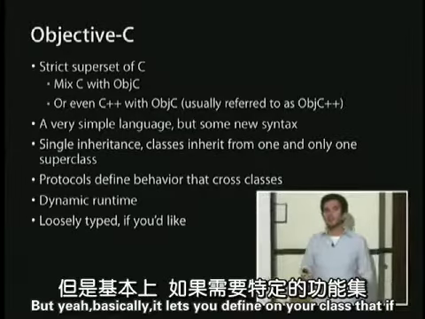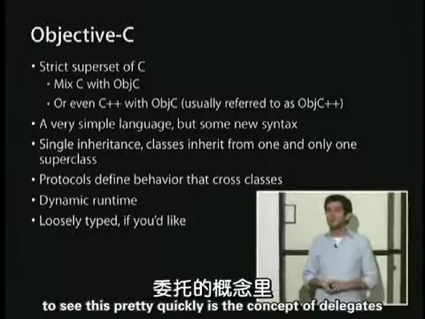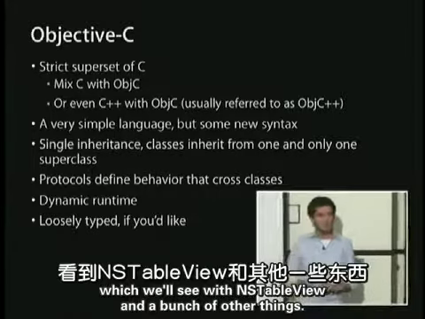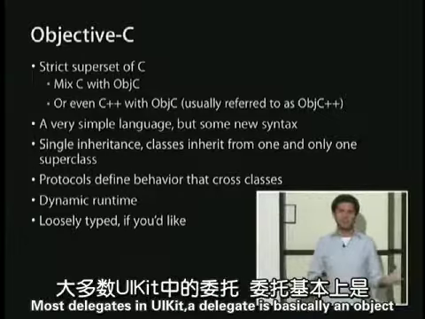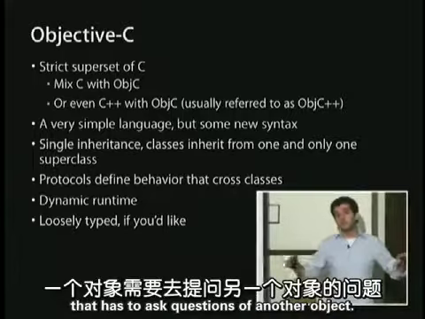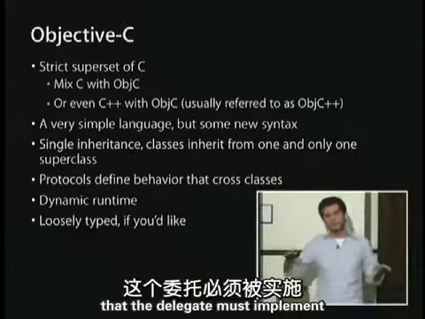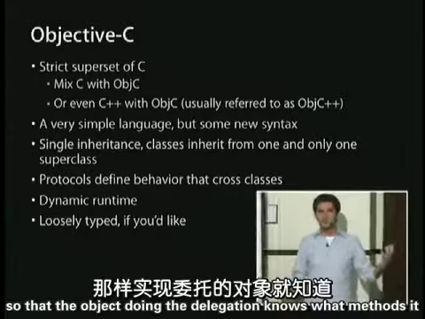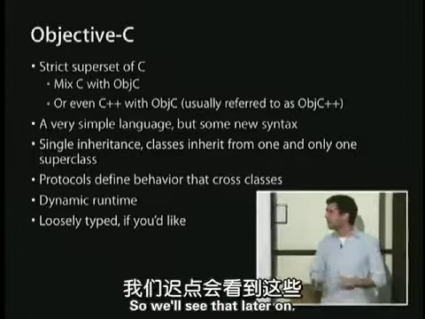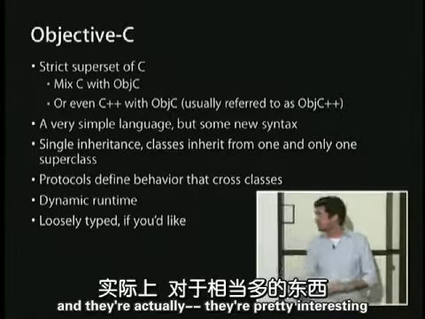Basically, it lets you define on your class that it is going to implement a particular set of methods. And one of the places where you're probably going to see this pretty quickly is the concept of delegates, which we'll see with NSTableView and a bunch of other things. Most delegates in UIKit, a delegate is basically an object that has to ask questions of another object. The other object becomes the first object's delegate and there's a defined delegate protocol that the delegate must implement, so that the object doing the delegation knows what methods it can call on its delegate. So we'll see that later on. But just keep in mind, protocols are the way that that's implemented, and they're pretty interesting for quite a few things.